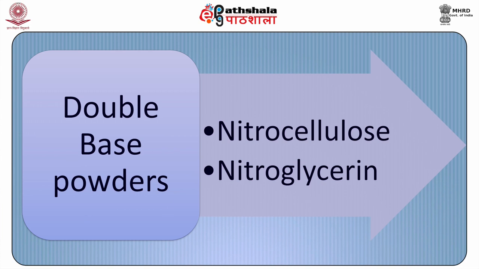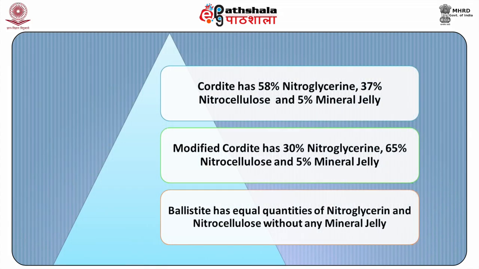Nitrocellulose is used either alone or in combination with nitroglycerin to form propellants. The latter are known as double-based powders, while the former is known as single-based powder. Some of the double-based powders that are commonly used contain nitroglycerin, nitrocellulose and mineral jelly. They are cordite, modified cordite, and ballistite.